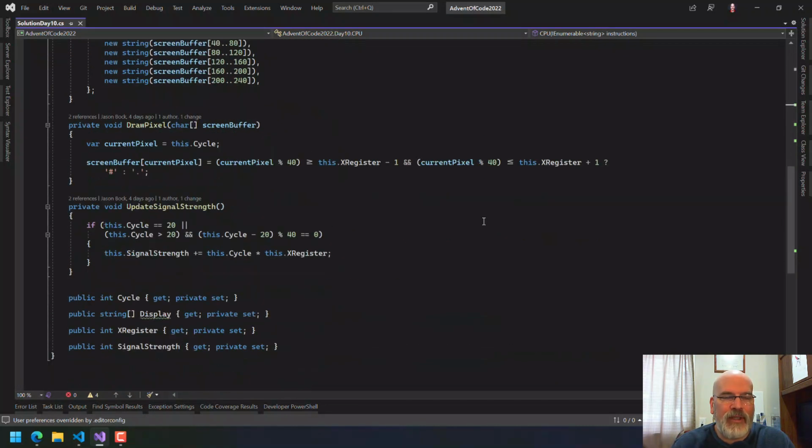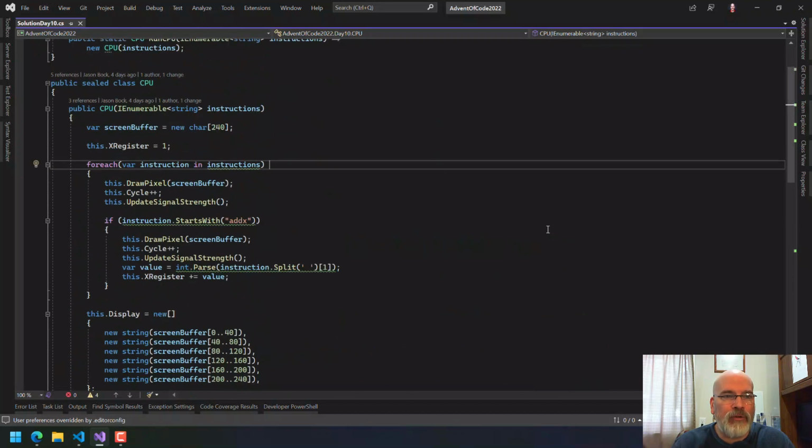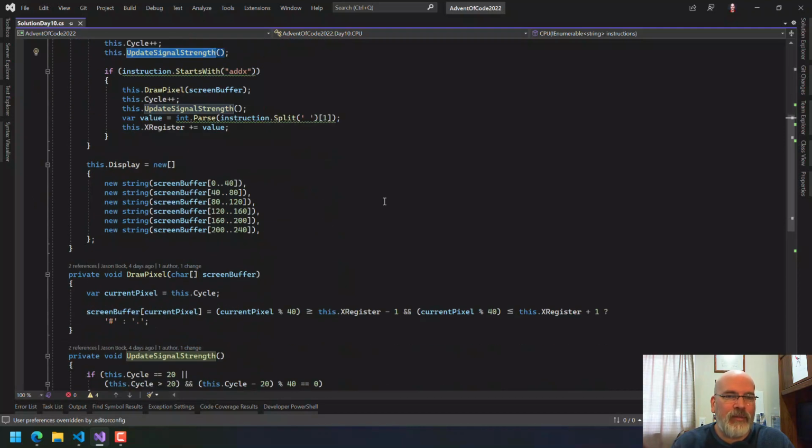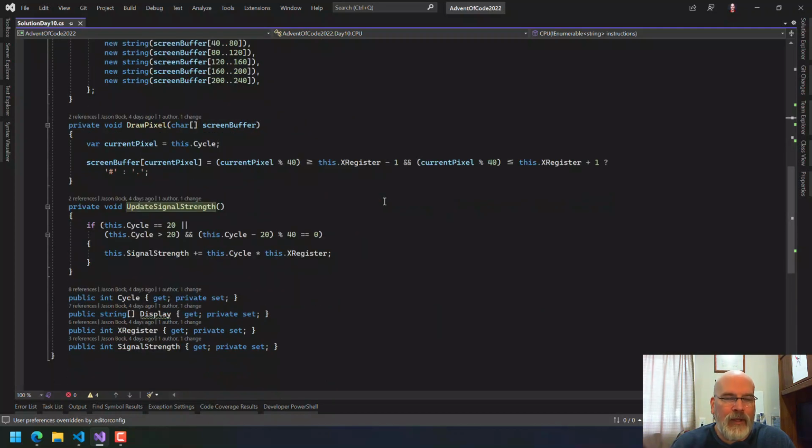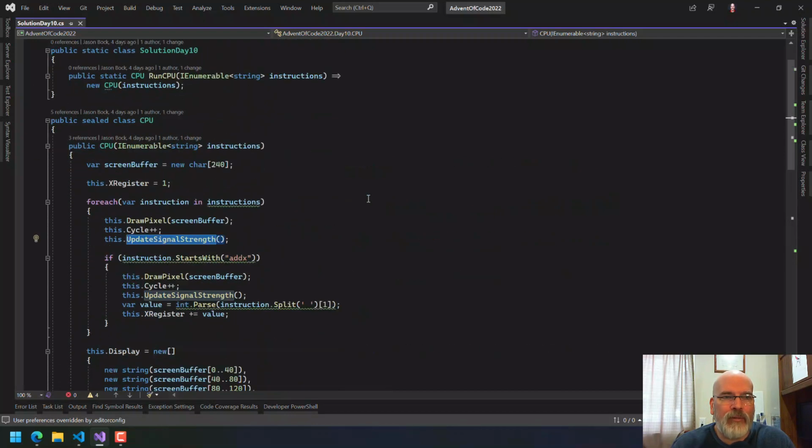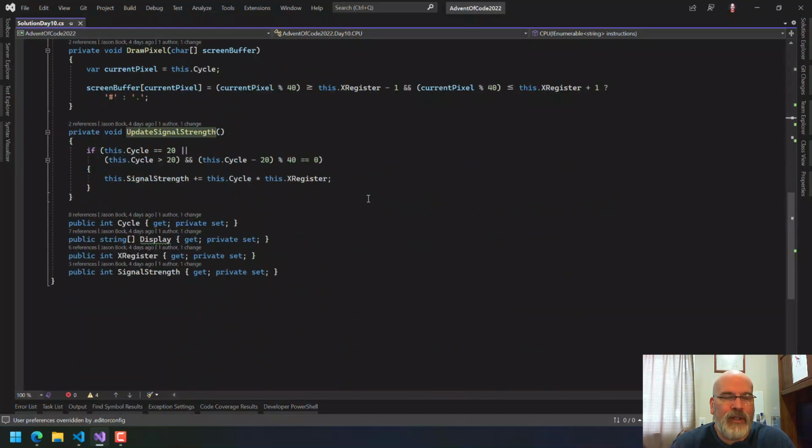It didn't take a lot for me to figure this one out. The things that were tricky about this were, again, the ordering of instructions and when you do things and in what order do you do them. Like with this CPU, when you get an instruction, when you draw the pixel, when you update the signal strength, does the instruction start with this? And then the display was just a bunch of characters. And so then I just printed that out if I run the solution. So it was tricky getting some of the coordination correct, but as you can see, there really isn't a lot of code to this one. It ends up being kind of a succinct problem.